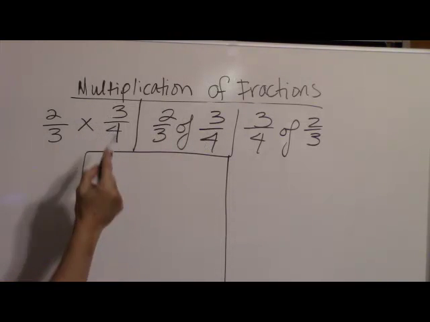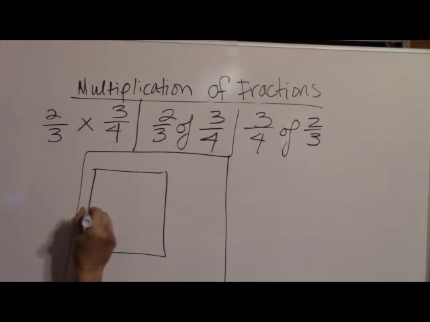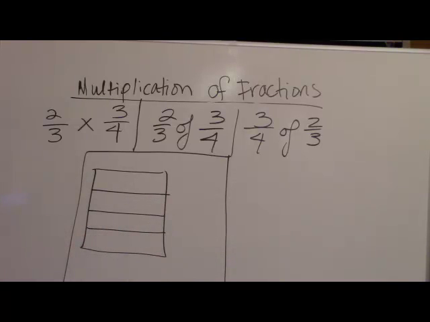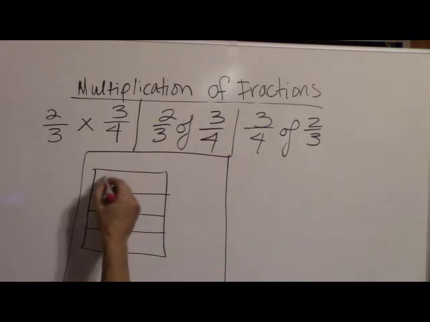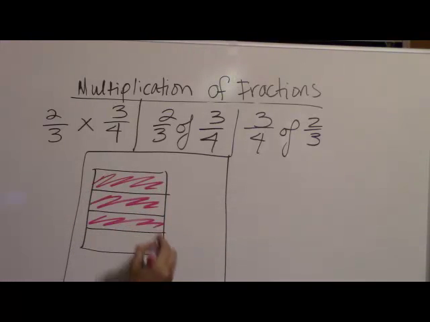So I'm going to start by drawing the 3/4, which we'll draw like this. You could draw your lines in any way you want. I usually start horizontally and then cut them up vertically if I need more. So there's my fourths. Remember, I'm taking 2/3 of 3/4. And 3/4 is going to be 1, 2, 3.